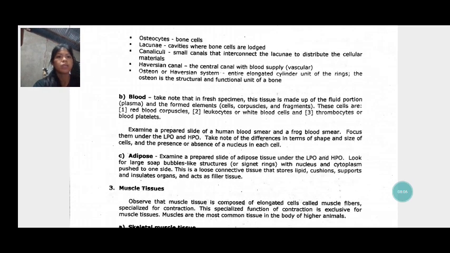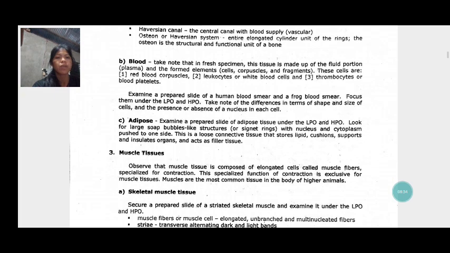Blood. Take note that in fresh specimen, this tissue is made up of the fluid portion or plasma and the formed elements or cells, corpuscles, and fragments. These cells are red blood corpuscles, second is leukocytes or white blood cells, and the third is thrombocytes or blood platelets.